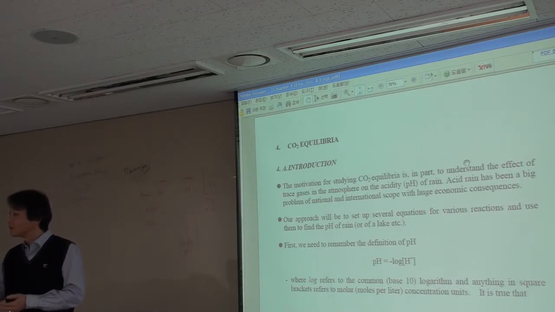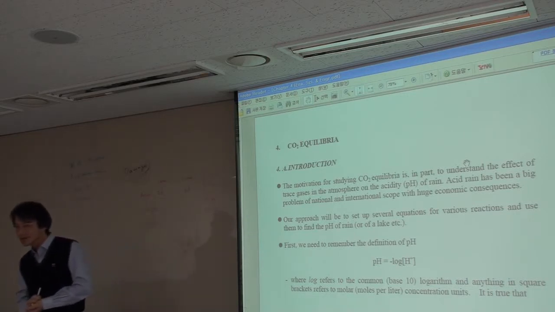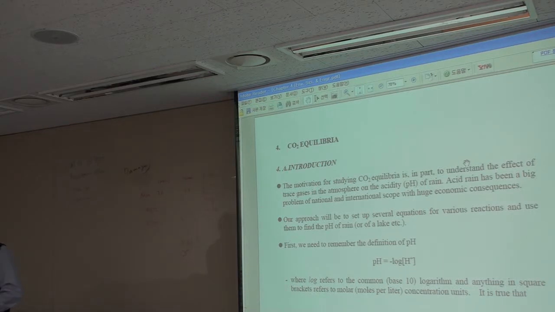Only a difference of 0.5. So if you change the acidity of the sea, let's say the acidity of the sea is 6.6, and you change it to 6.0, what happens? You cannot imagine that, actually. Most of the sea plants or sea animals can be killed by that. So that is a very, very significant problem.